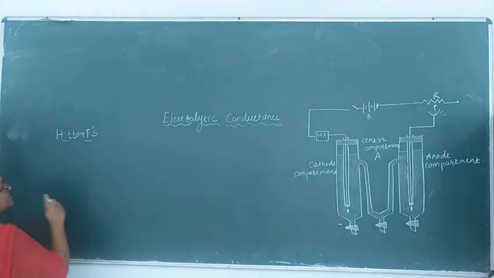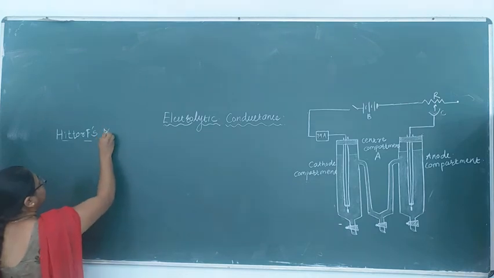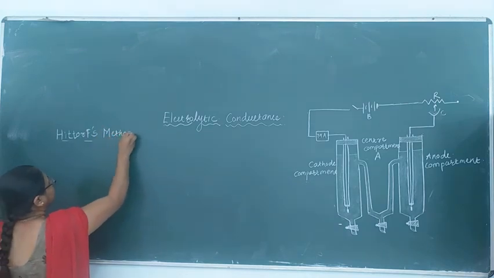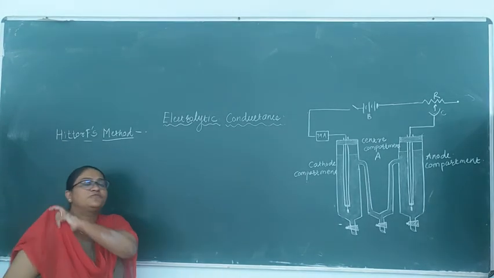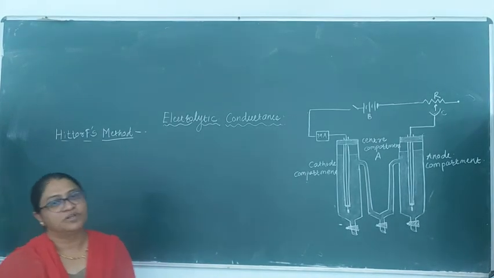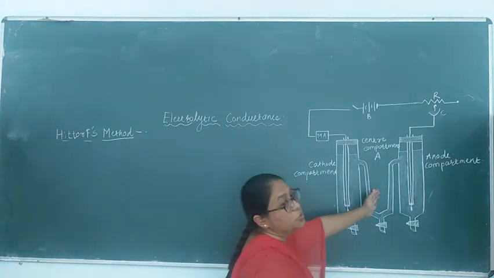We have two methods, the moving boundary method and Hittorf's method. In that we will see Hittorf's method first. Obviously, the transport numbers are determined from this method, and for Hittorf's method this apparatus is used.